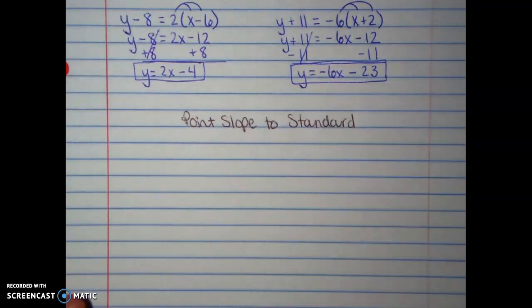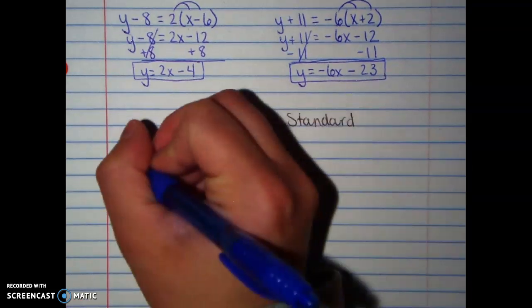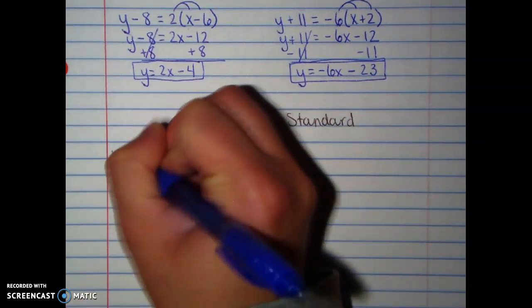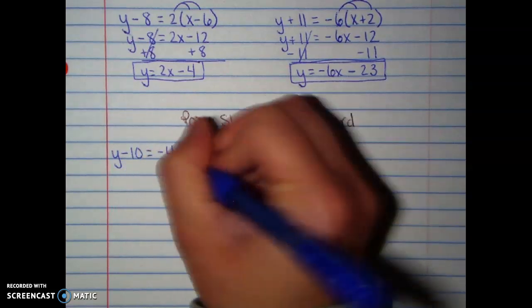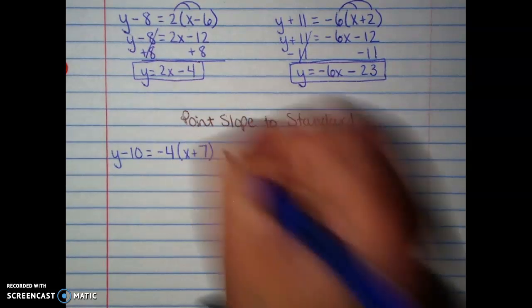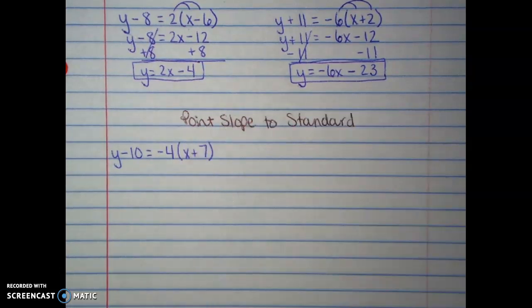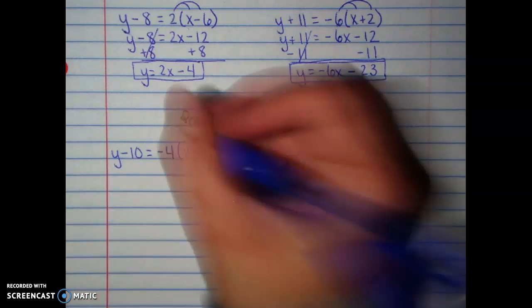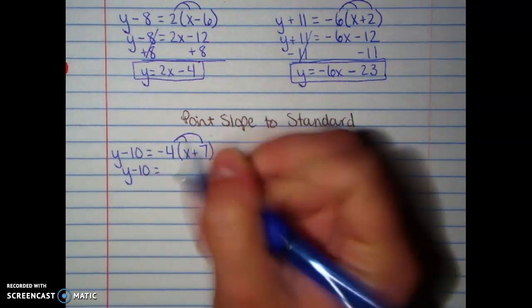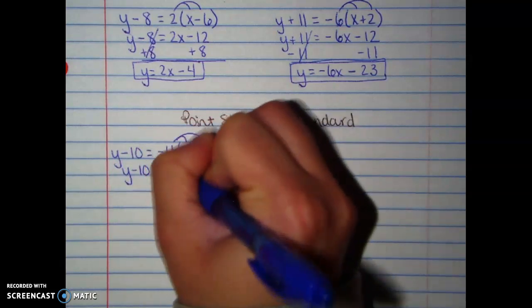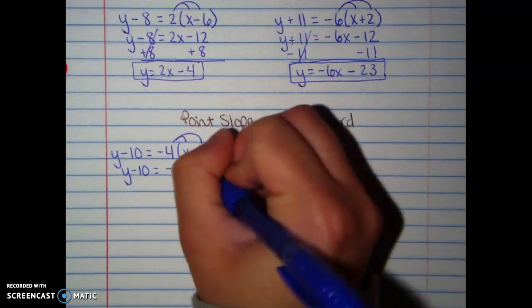Okay, let's look at y minus 10 equals negative 4 times x plus 7. So for standard form, I need the x and the y on one side and the constant on the other. So I'm still going to have to distribute that negative 4. So y minus 10 equals negative 4x minus 28.